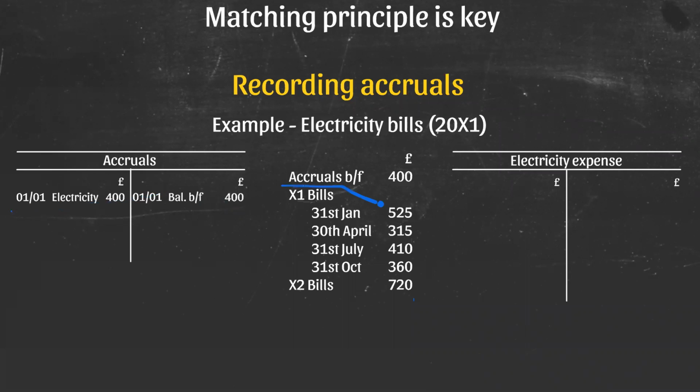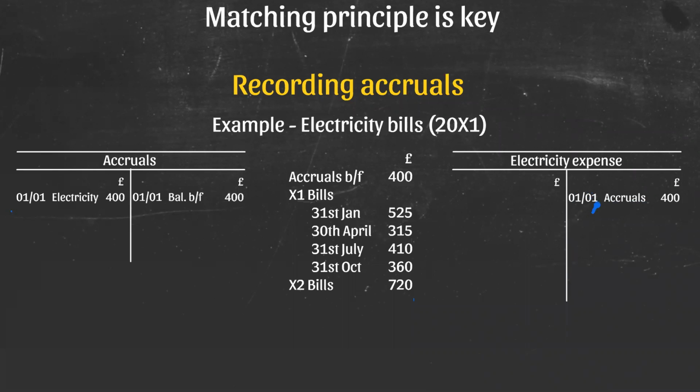We cancel this out with a debit entry in the accruals account here. And then our double entry, if we go over to the electricity expense account here, is of course going to be a credit entry in here. Okay, so our electricity account shows the expense, which is recorded by increasing the debit side of things that we need to pay in X1. We've already accounted for £400 worth of this expense in relation to this accrual from the X0 accounting year. So we will adjust our expense balance for X1 in relation to this accrual, okay?